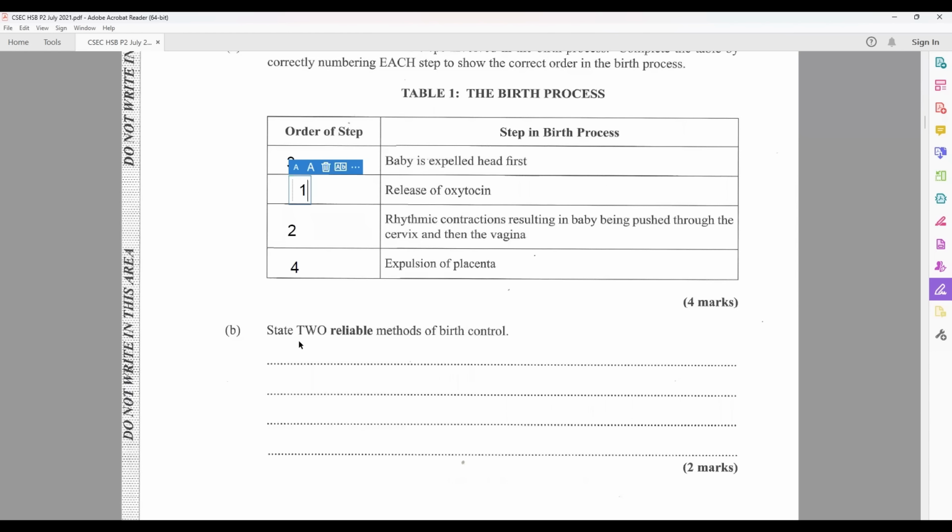State 2 reliable methods of birth control. We want reliable methods. Natural contraceptive is not identified as a reliable method, so you could just state the methods and that will be it.